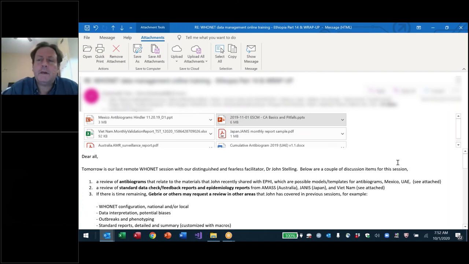Any other questions on that point or other similar points? What about patient level data? Can you also reflect on that? Just some minutes. Patient level data.